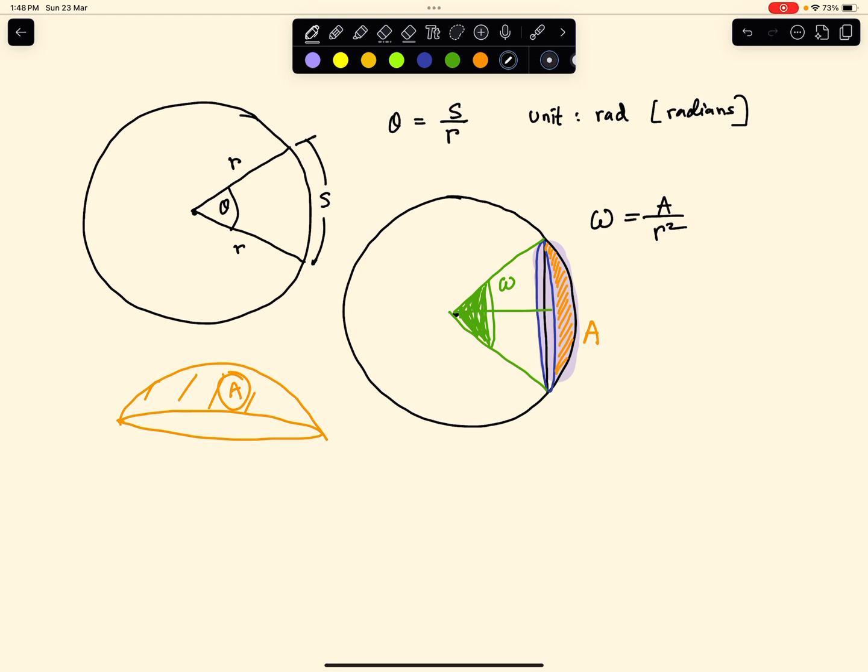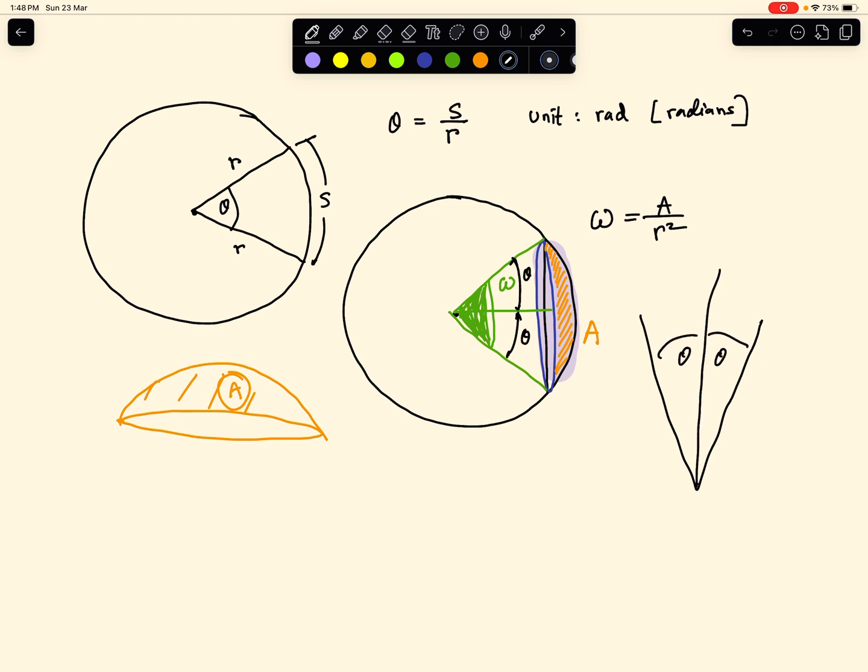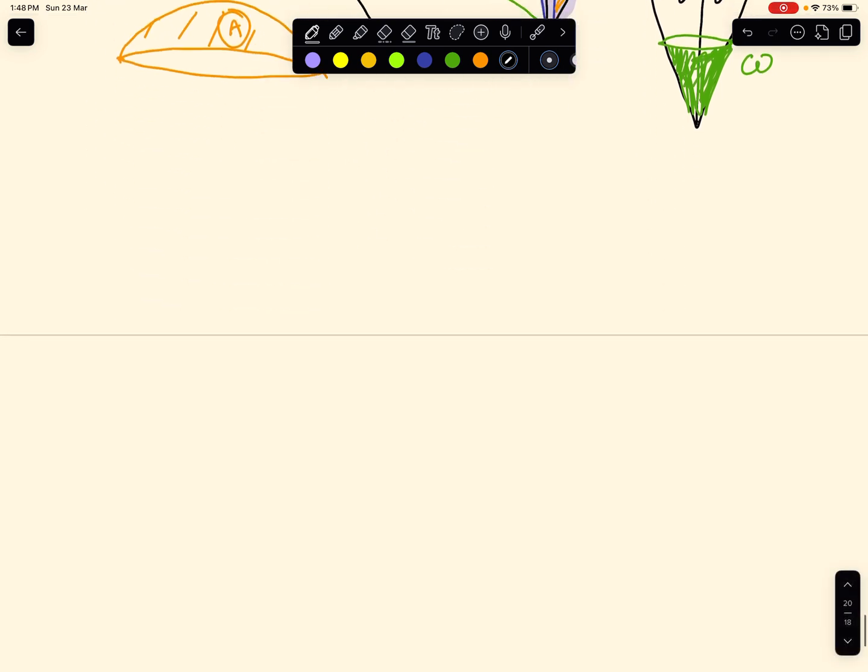Now how to find out A? The corresponding plane angle is theta. That means it is sort of a cone. The semi-vertical angle of the cone is the plane angle theta, but the solid angle, the three-dimensional angle subtended at the vertex of the cone, is omega. So now we will find out a relation between this theta and the solid angle omega. So let's go to the next page.